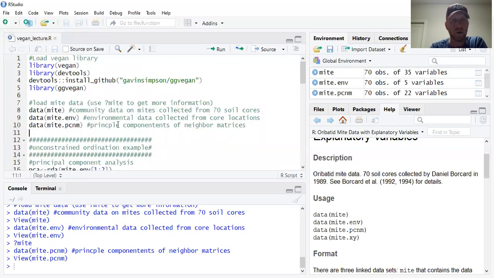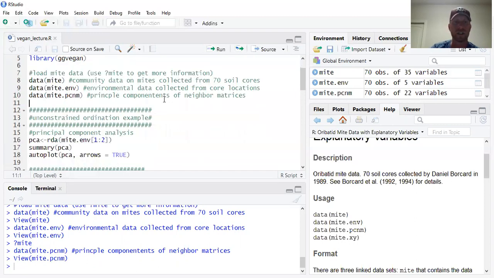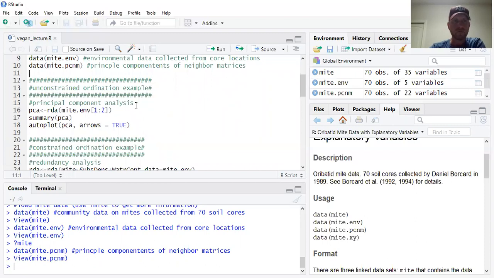So those are the data that we'll work with, and we'll just go through a few of the ordination methodologies that you can use in vegan. Probably the most commonly encountered is principal component analysis. This is an unconstrained or indirect ordination method. That just means that you have a single data matrix where you're creating linear combinations of the data to come up with a reduction in the number of variables. So this is a variable reduction approach.